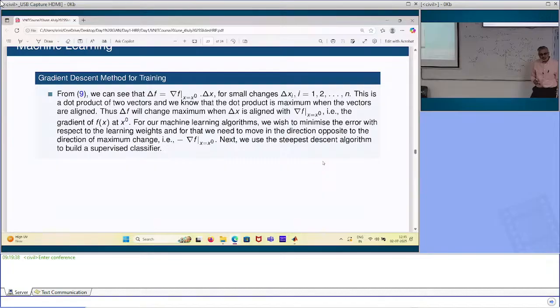Making sense? So now the algorithm has come home. You have got a function. You want to minimize or maximize that function. You choose initial values. You find out the gradient, you choose the next value along that gradient, update your x values, and keep going. Right?